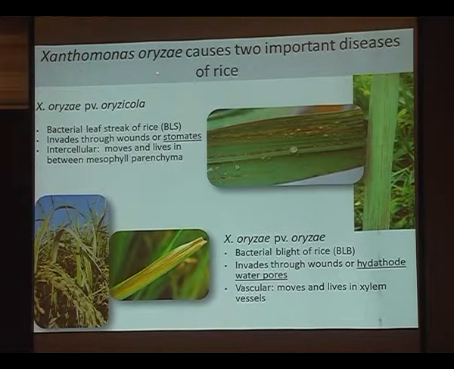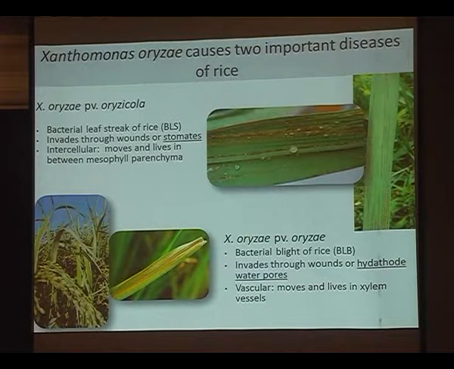First of all, the Xanthomonas oryzae, which causes two important diseases of rice. The Xanthomonas oryzae pv. oryzicola, which causes the bacterial leaf streak of rice. This pathogen invades the rice through the wounds and stomata. It's an intercellular bacterium, so it moves and lives in between the mesophyll parenchyma. And so you can see here the symptoms. The bacteria exude at the surface of the leaf, and here are the symptoms we can observe in the field.